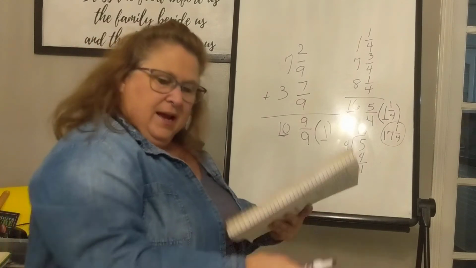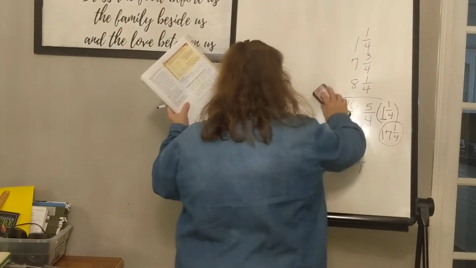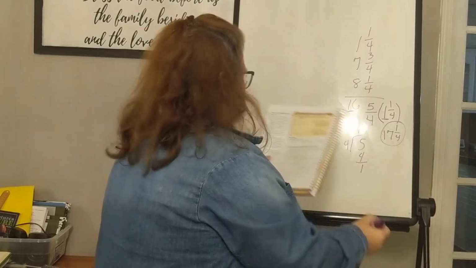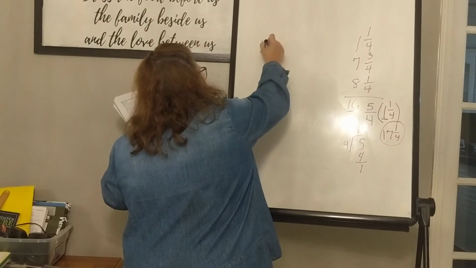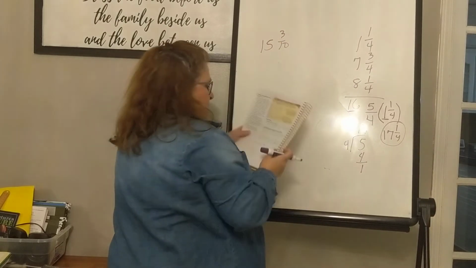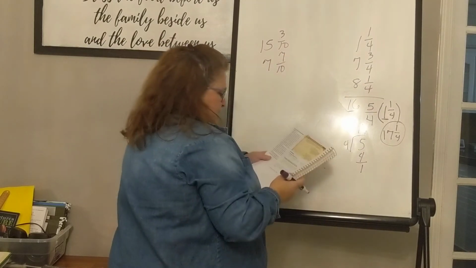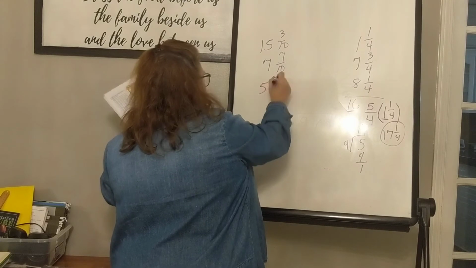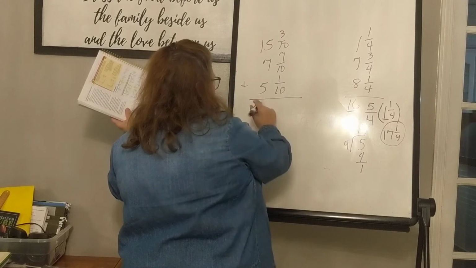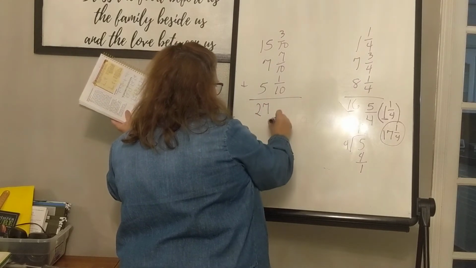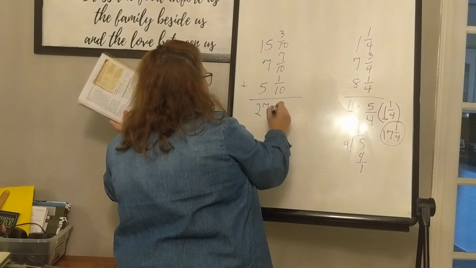And we will go ahead and do letter H together too, just because I think these are fun fractions. I'll leave that one up there for a moment. So we have 15 and 3/10 plus 7 and 7/10 plus 5 and 1/10. Gonna add up my whole numbers. 15 and 7 is 22, plus 5 is 27. My denominator is 10. Add up my numerators.